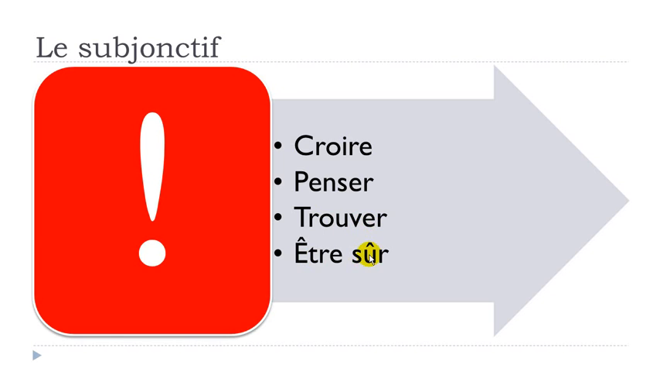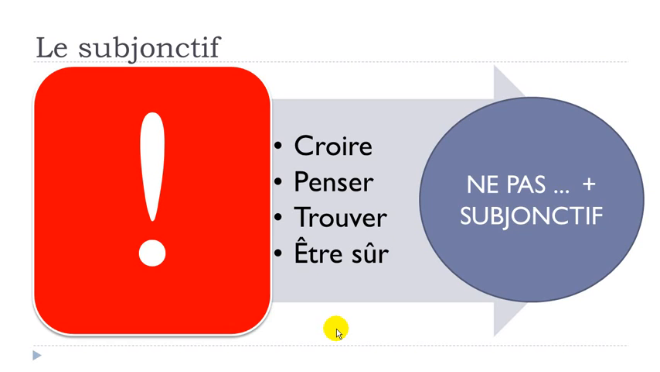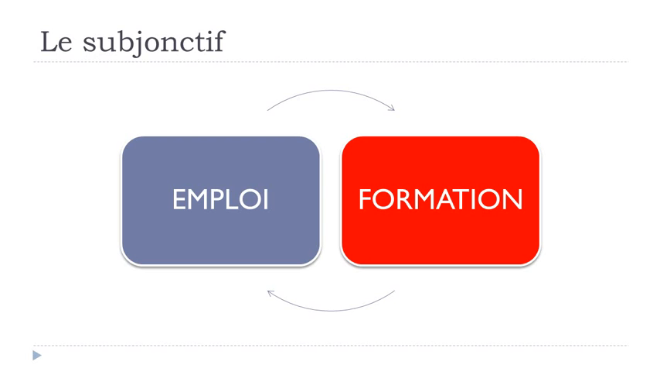Être sûr. So these verbs are normally followed by the indicative form. So all the tenses we saw so far. But when you put these verbs in the negative form, they should be followed by the subjunctive. Okay, so keep that in mind. So croire, penser, trouver, être sûr. If you want to use these verbs in the negative form, they should be followed by the subjunctive. Let's see now how we'll make this subjunctive form.